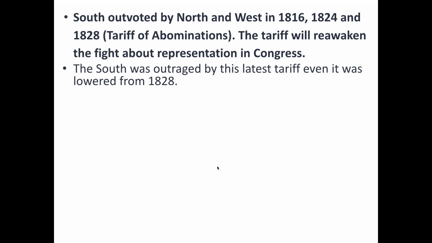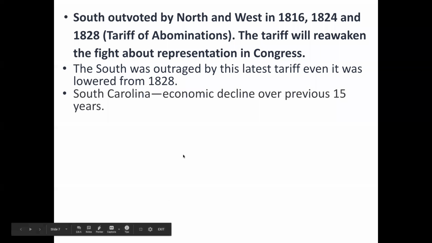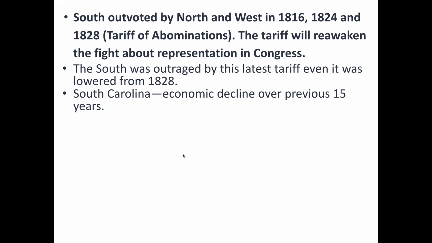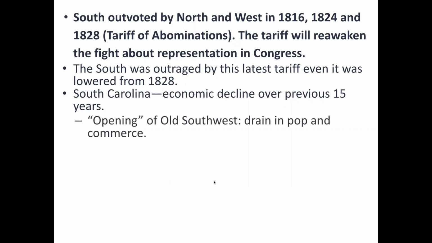So the South is getting outraged. They feel like they are being erased from these decision-making processes. Even though the tariff of 1832 is going to be lowered, that seems like what the South wants, but it's not going to be enough. Again, like I mentioned, South Carolina is having a population drain. They've also got an economic decline for the past 15 years. And again, this drain is happening because the old Southwest has been opened.